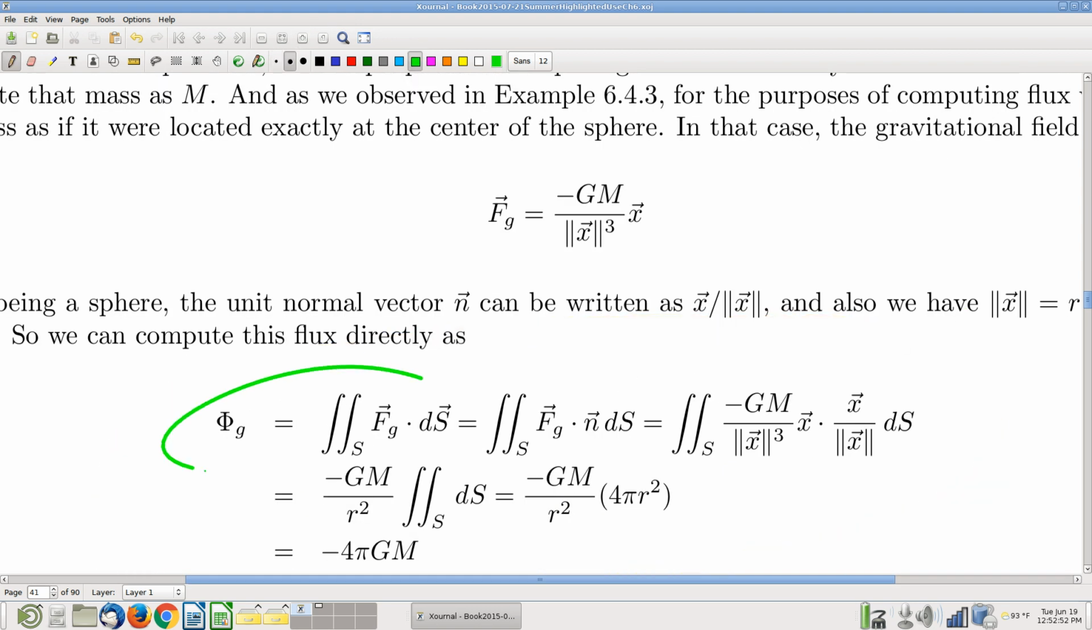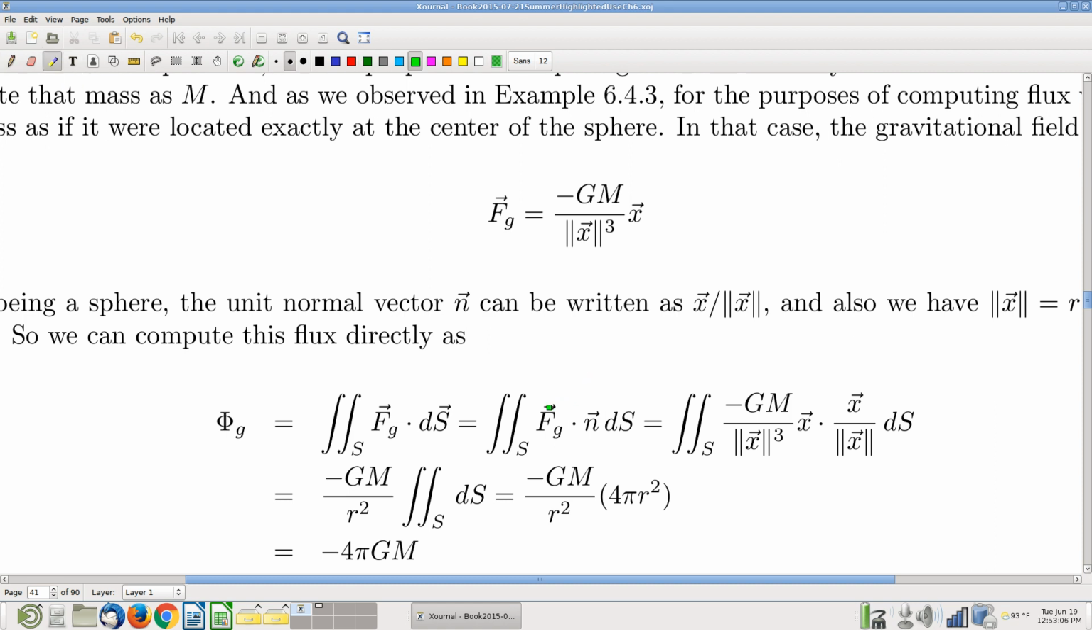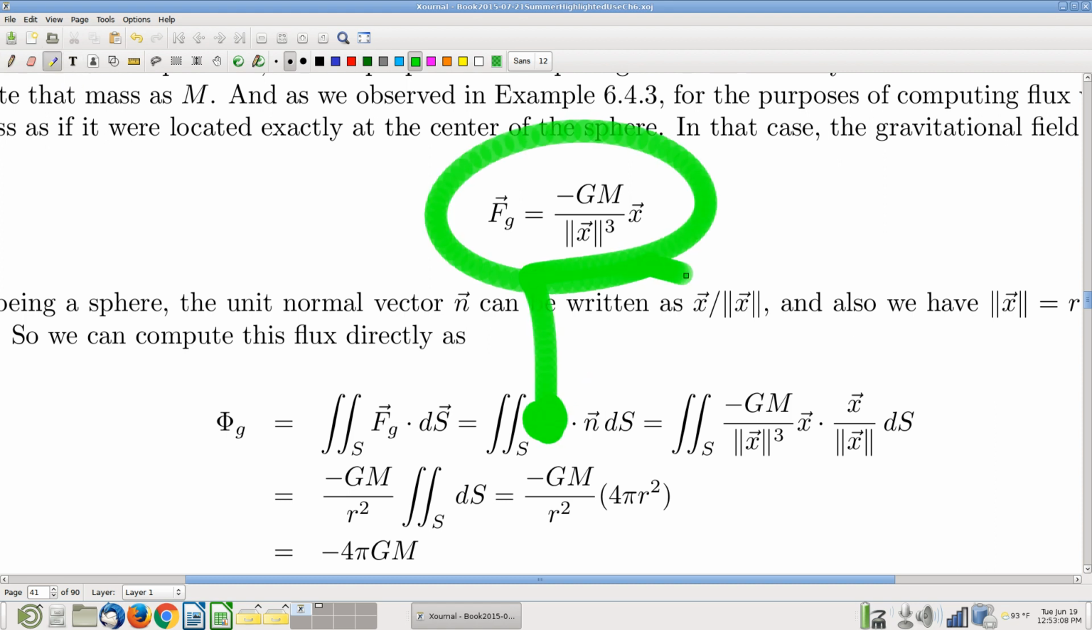Want to compute the flux. There's our formula for flux, which of course you can rewrite like that. Alternative formula for flux. Our gravitational field, we just agreed, is that.